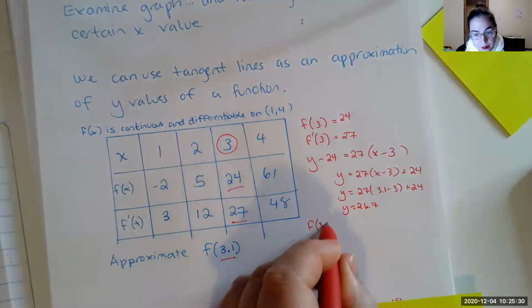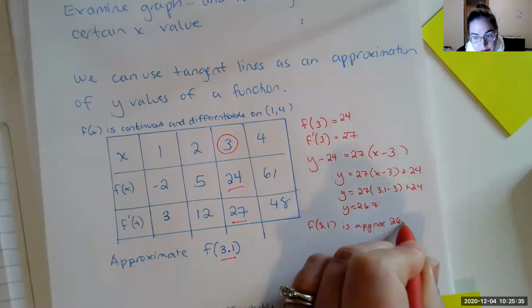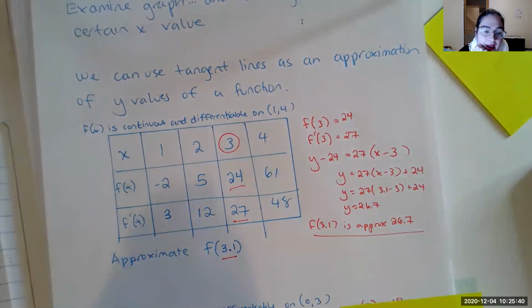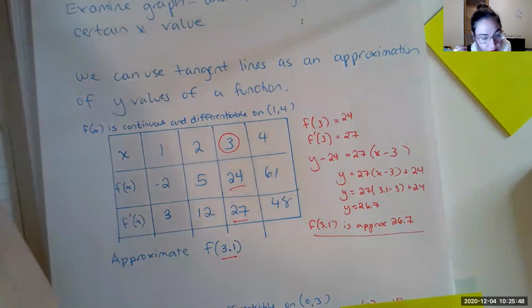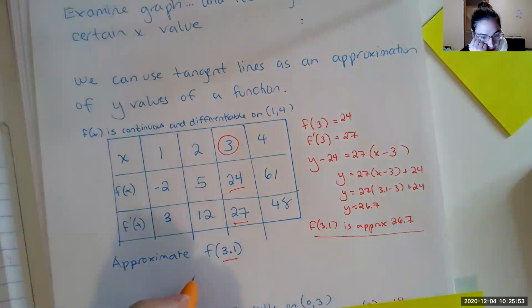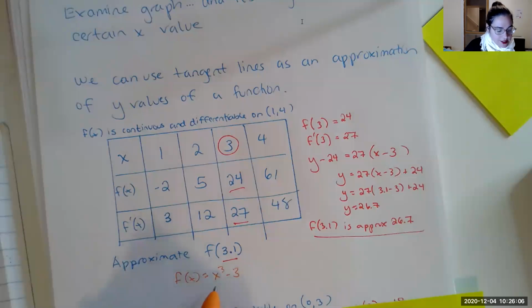So f of 3.1 is approximately 26.7. Okay, so the actual function, surprise, what this actually is and what the derivative is taking the derivative of, is x cubed minus 3. I just picked numbers from that function. So all these values are x cubed minus 3. Let's go ahead and see how close we are.